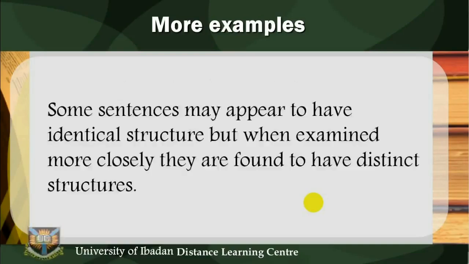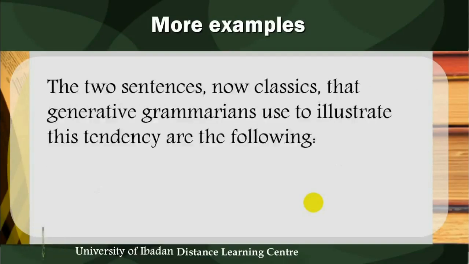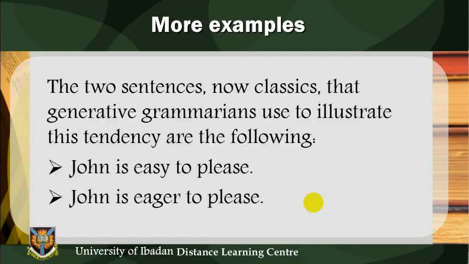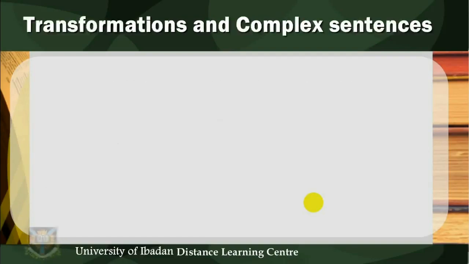Some sentences may appear to have identical structure, but when examined more closely, they are found to have distinct structures. The two sentences, now classics, that generative grammarians use to illustrate this tendency are the following. 1. John is easy to please. 2. John is eager to please.